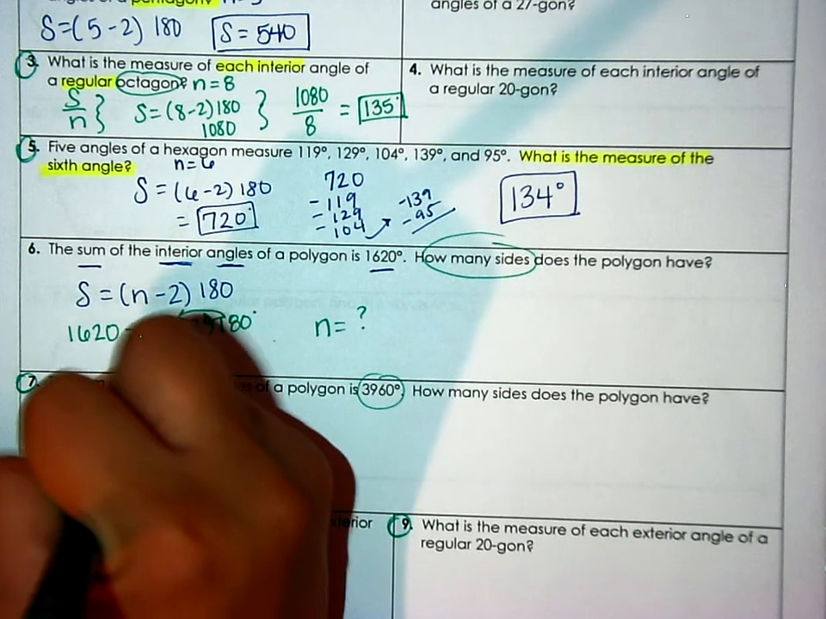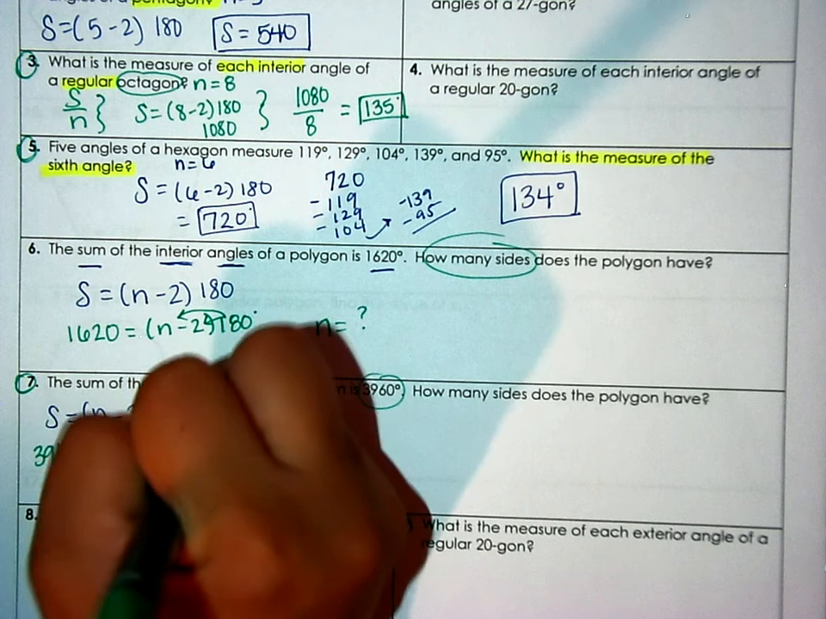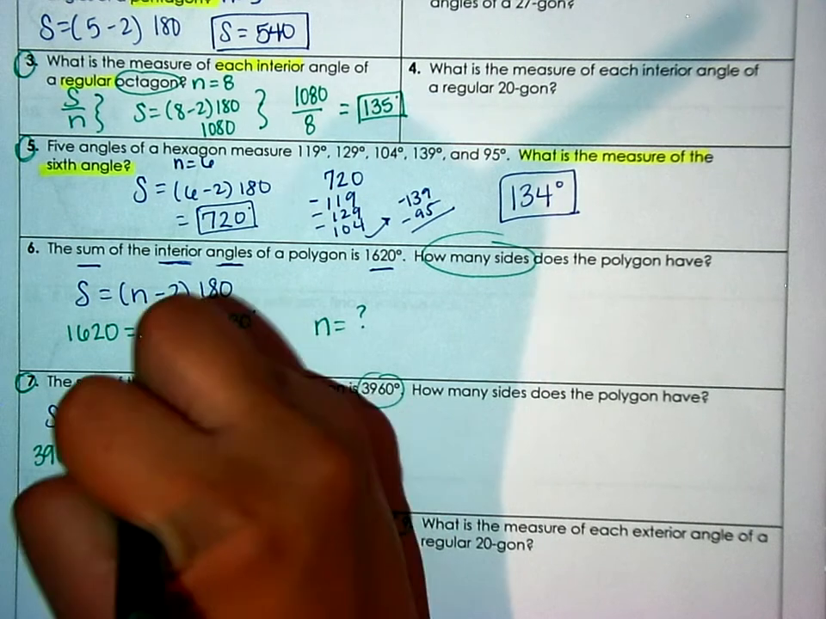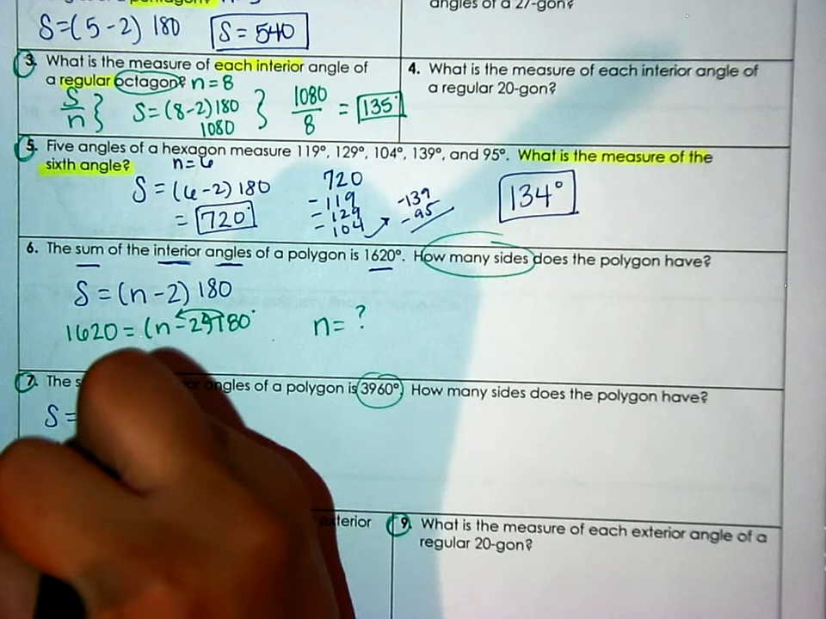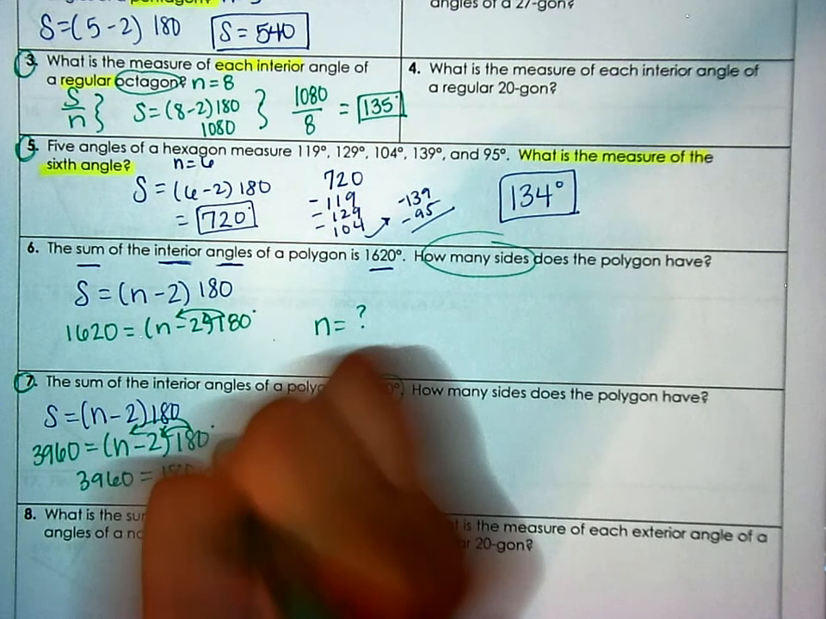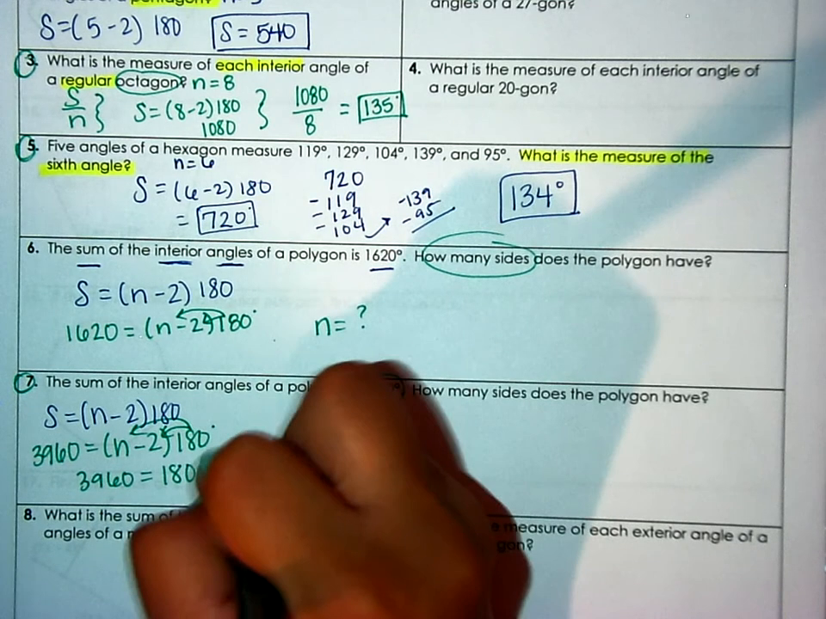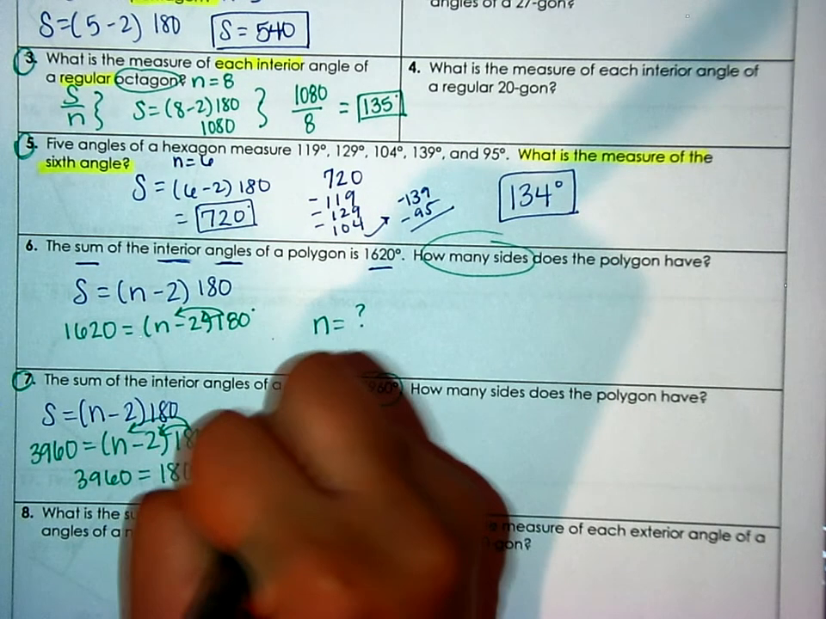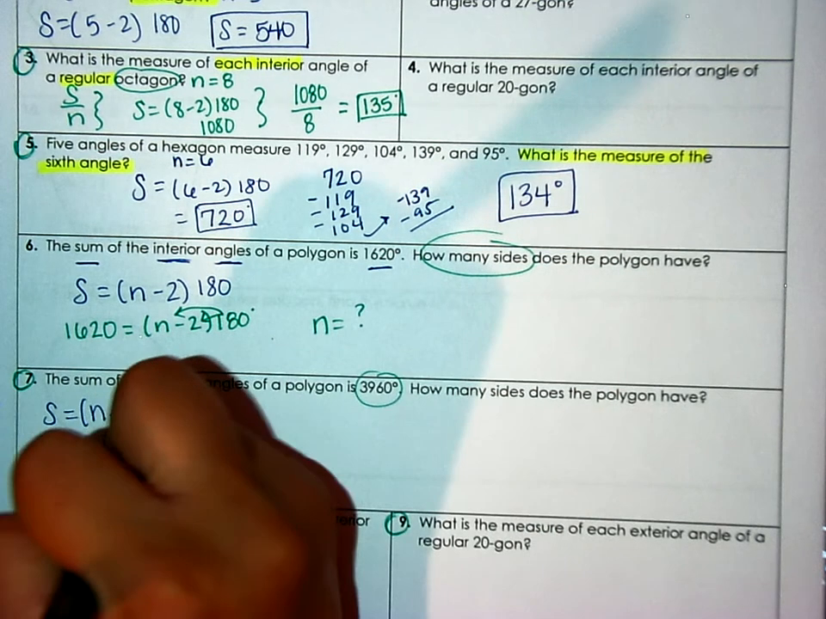I don't know what n is. That's what I'm trying to figure out. But I know that the formula looks like that. I'm now going to go through and distribute my 180. 3960 is equal to 180n minus 360. Okay, so I distributed in the 180. Then I'm going to do the opposite of negative 360, which is to add 360.